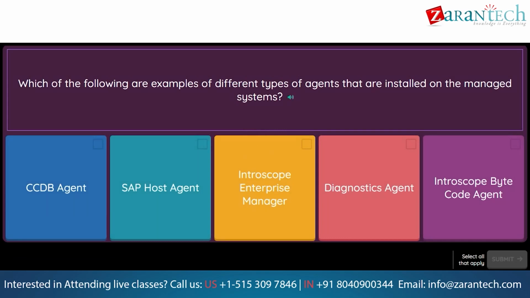Question: which of the following are examples of different types of agents that are installed on the managed systems? Option 1: CCDB agent. Option 2: SAP host agent. Option 3: Introscope enterprise manager. Option 4: diagnostics agent. Option 5: Introscope bytecode agent.